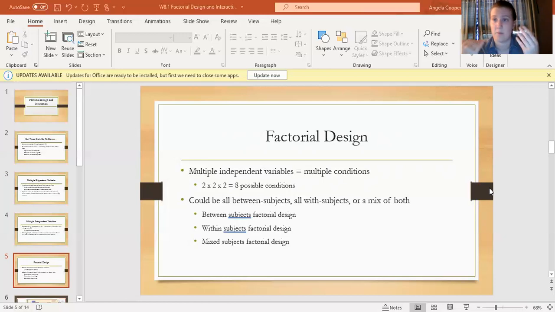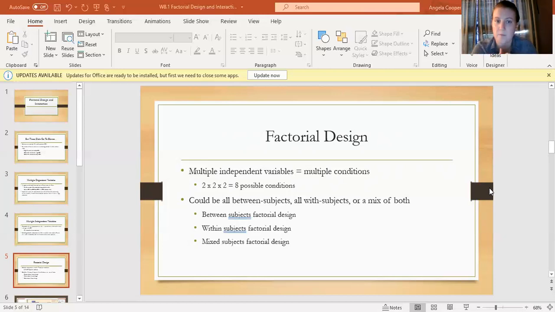We have some people taking the math test in a quiet room, other people taking the math test in a noisy room. So that's 2. We have some people taking the English test in a quiet room and some people taking the English test in a noisy room. So we have 4 total conditions for that.